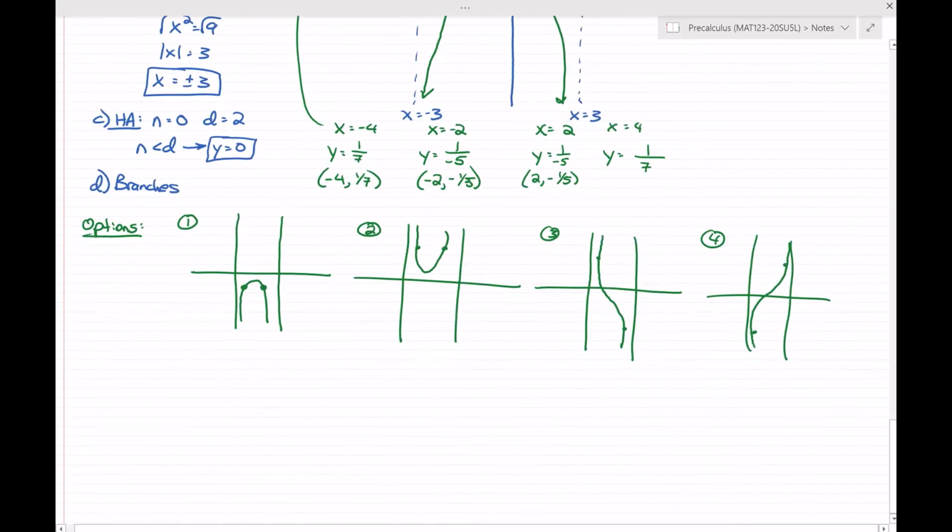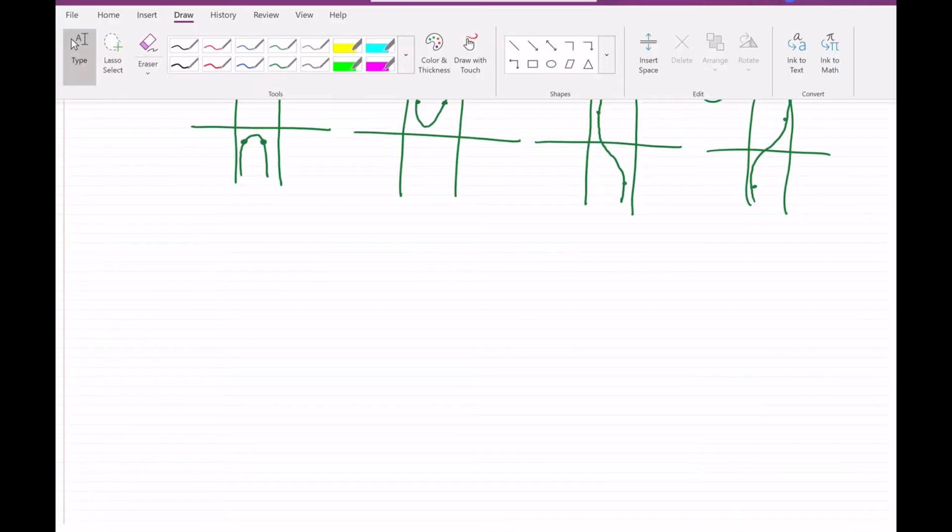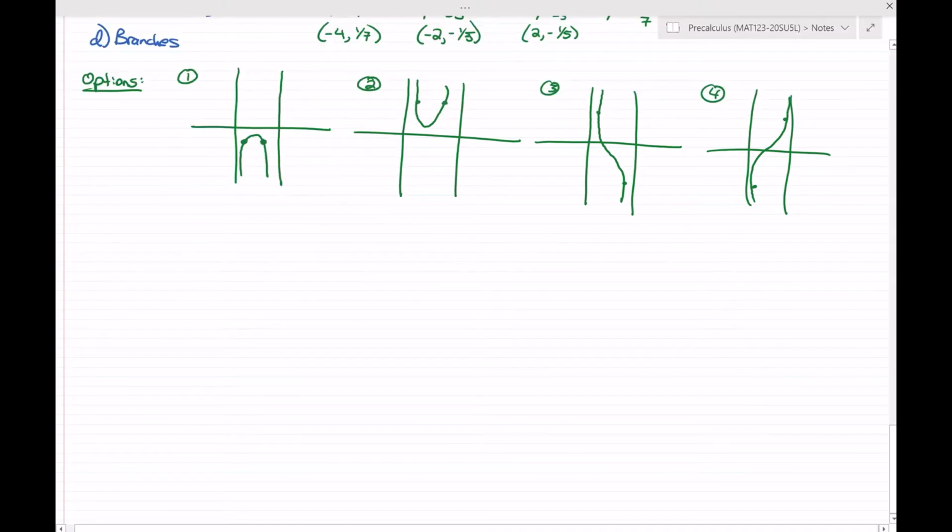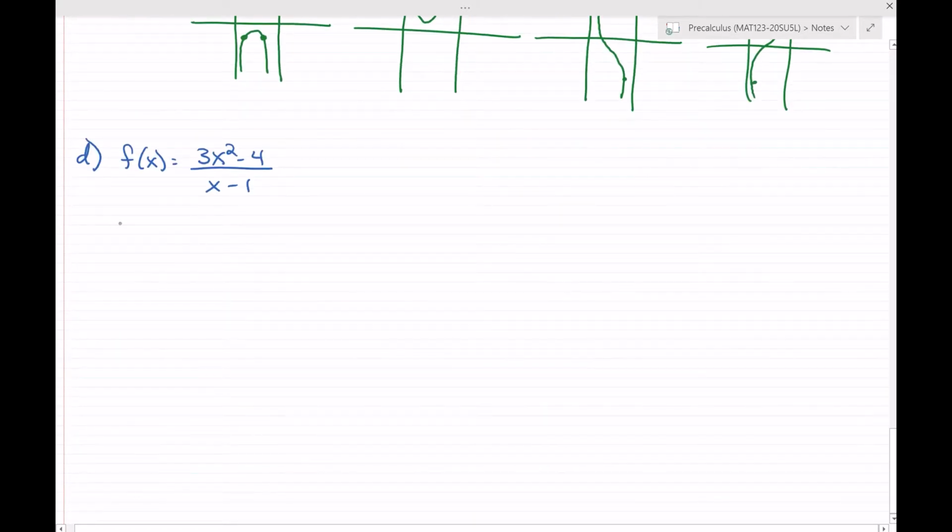All right, and we'll do one more problem. What if we had f of x equal to 3x squared minus 4 over x minus 1? The first step is we try to factor. Nothing factors, so we go to step 2. Step 2 is our vertical asymptote. We set our denominator equal to 0, and we get x is 1, so we could start drawing this.